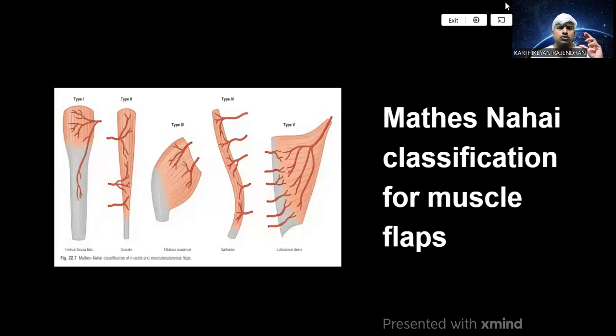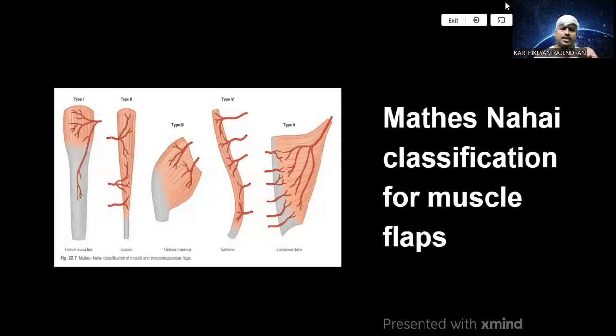Type 2 has one dominant blood supply and other small blood vessels also supplying the muscle. Type 3 is codominant: two dominant vessels supplying two portions of the muscle. Type 4 is segmental supply: the upper portion is supplied by one vessel, the middle portion by one vessel, and the inferior portion by one vessel. Type 5 has one dominant blood supply and multiple segmental blood supplies. So these are the 5 types described by Mathes and Nahai.